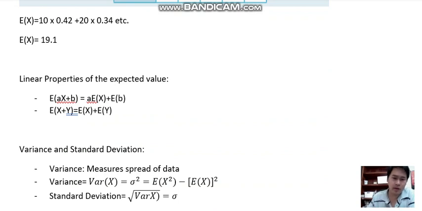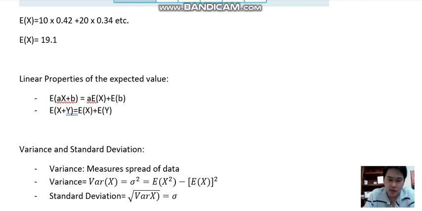Now we're going to talk about what's called variance and standard deviation. Variance measures the spread of data. If you remind yourself of a bar chart, for example, where you can see where the data is, variance gives you a rough idea of how spread out the data is.